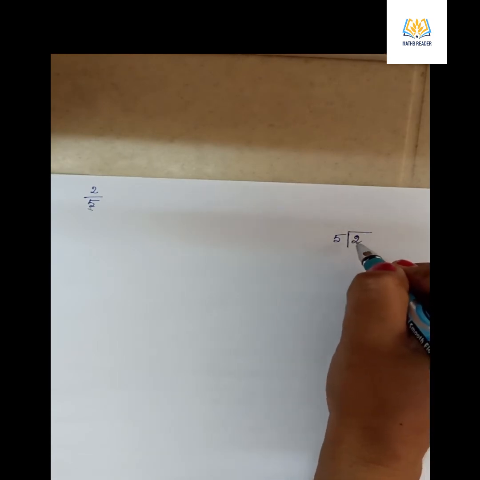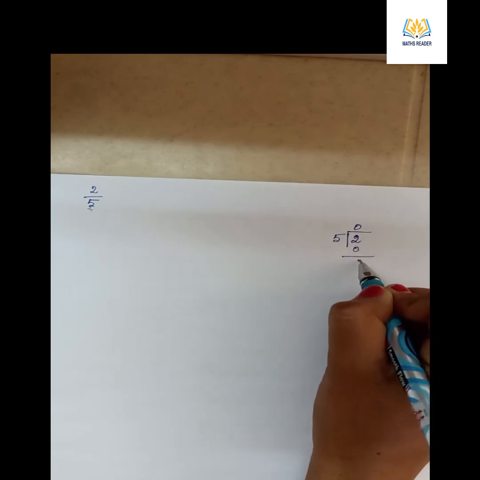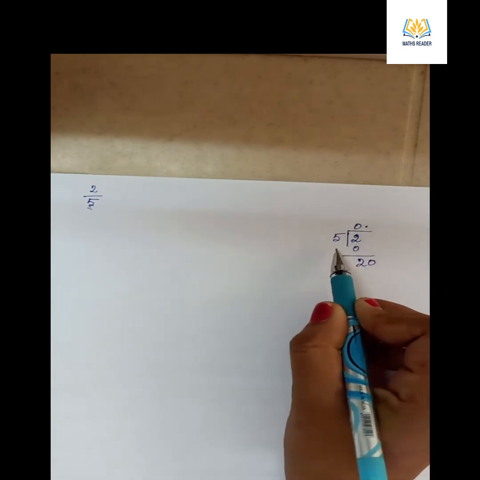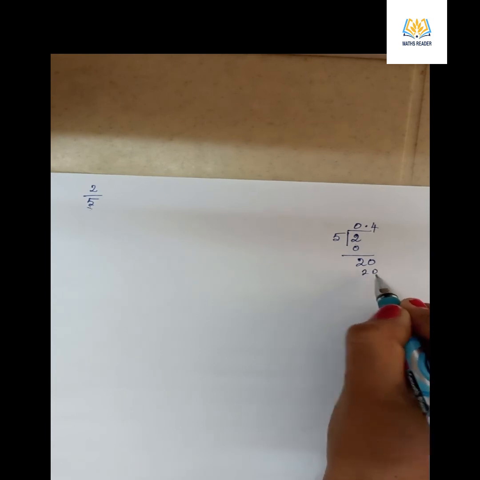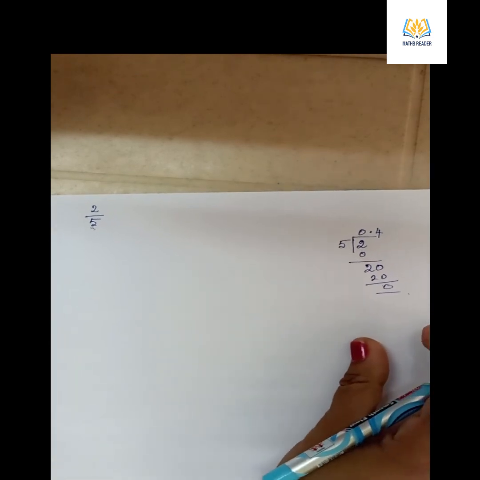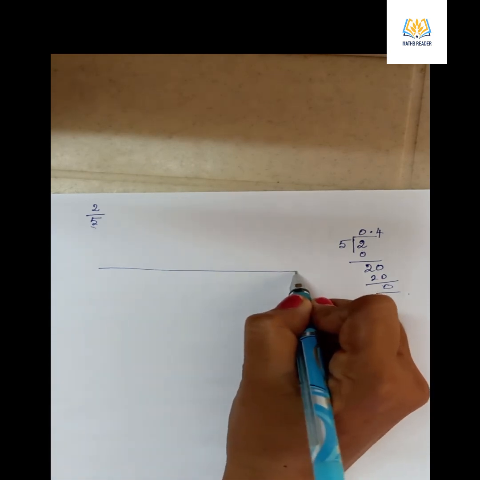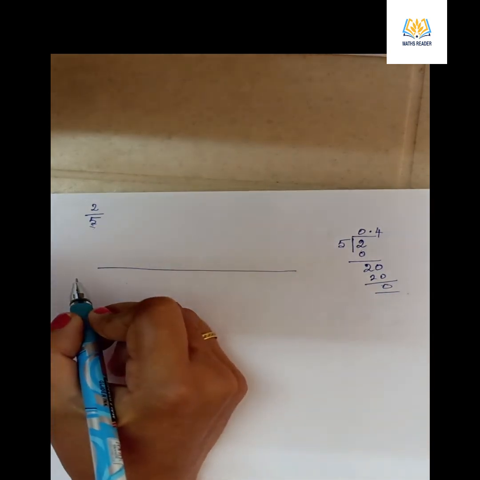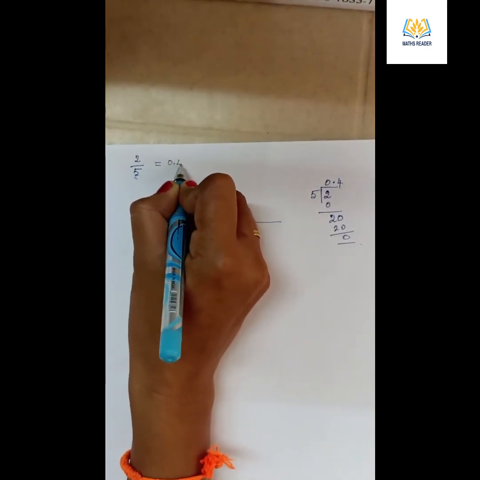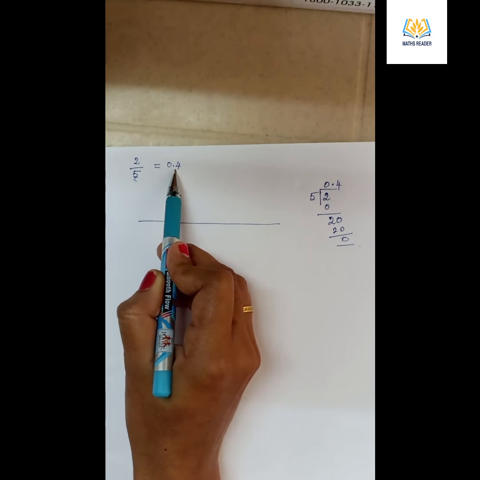So what will we do? We cannot divide 2 by 5, so add 0 here, and here also 0. Remaining we have 2, so add a 0 here. 5 fours are 20, so the remainder is 0. Now draw a number line. The value of 2 by 5, if we divide, we get 0.4. So this 2 by 5 lies at 0.4.